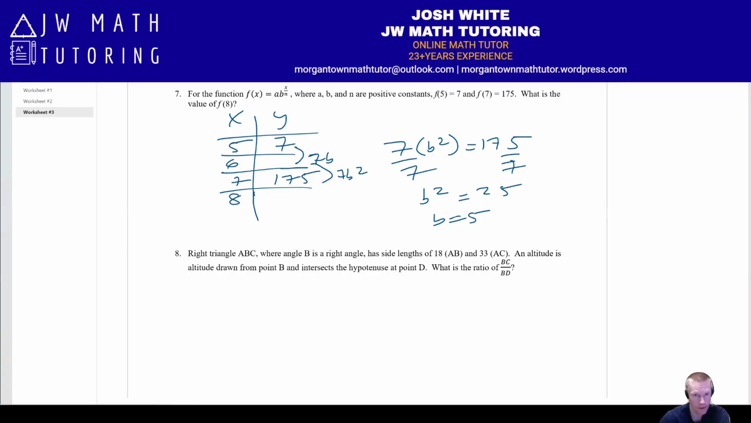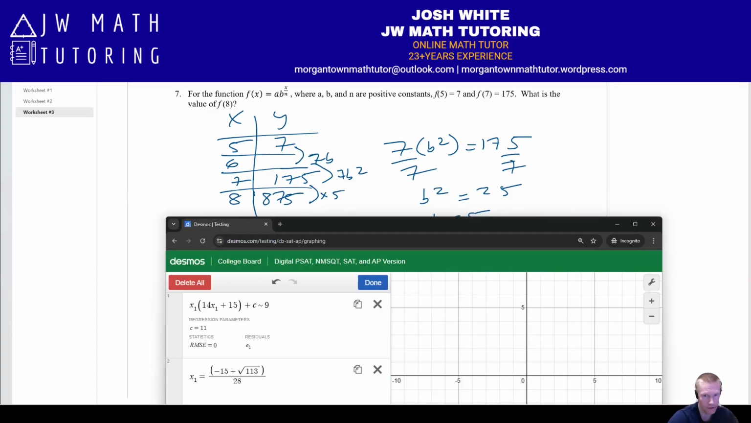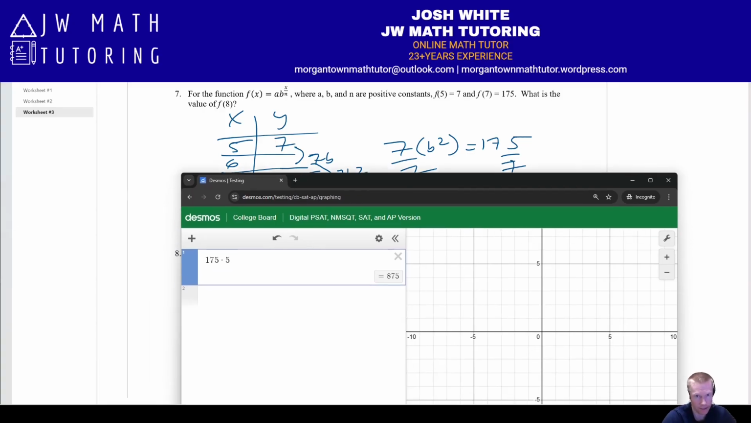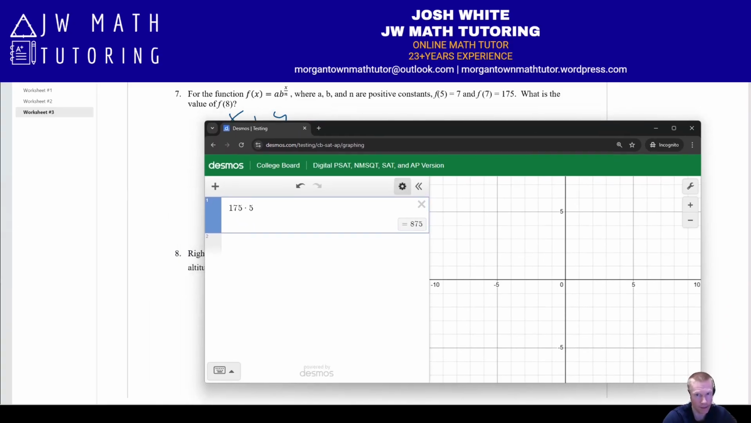So now, that means to get 8, we're just going to have to multiply the 175 times 5 one more time, and that should be 875. So let's just confirm this. First of all, solving the original equation, 7b squared equals 175. Yep, b is 5. And then, of course, we can just take 175 times 5. And there it is, 875. Okay, so that's kind of the theoretical explanation behind it.